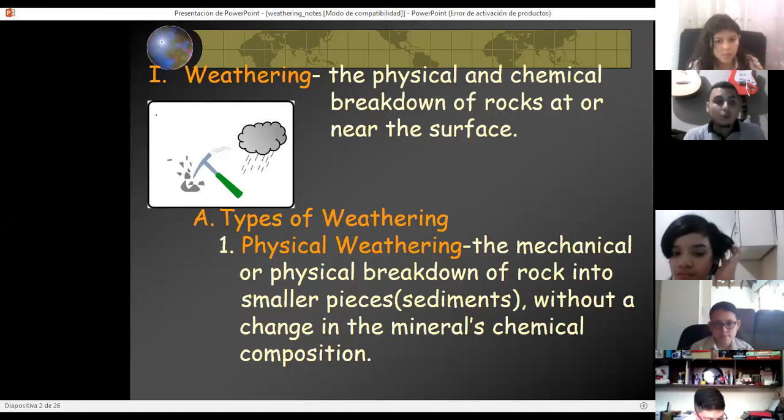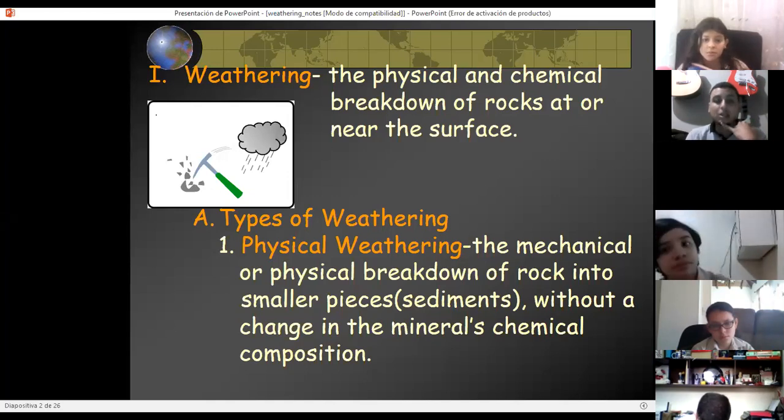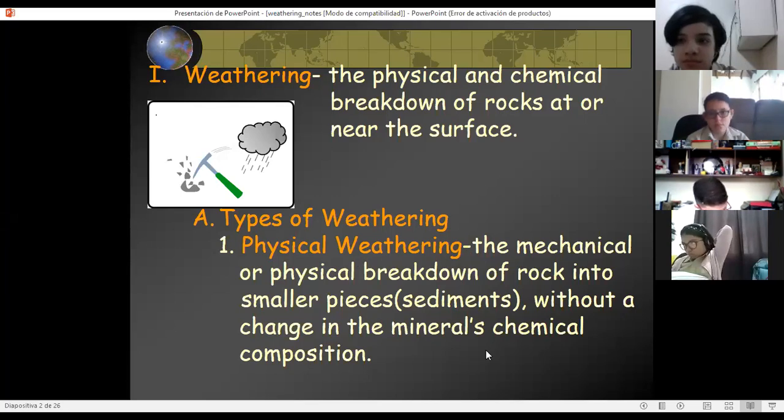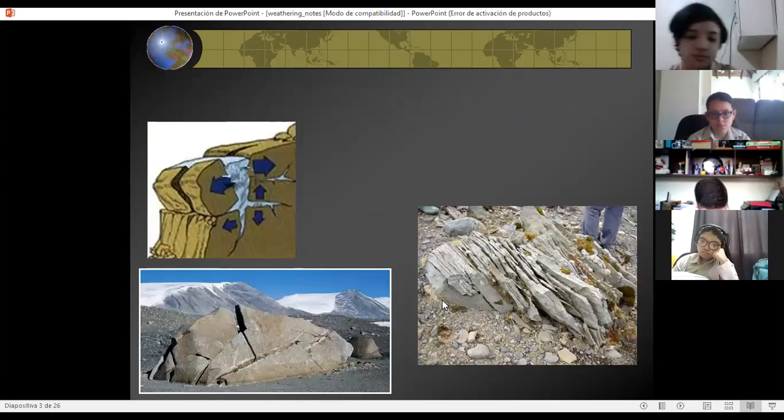I repeat, which are the 3 types of rocks? Igneous, sedimentary, and metamorphic. Those are the 3 types of rocks: igneous, sedimentary, and metamorphic. And if you see, this physical weathering represents one specific part about the sediments. And remember that the sediment is the composition of the sedimentary rocks, without a change in the minerals' chemical composition.